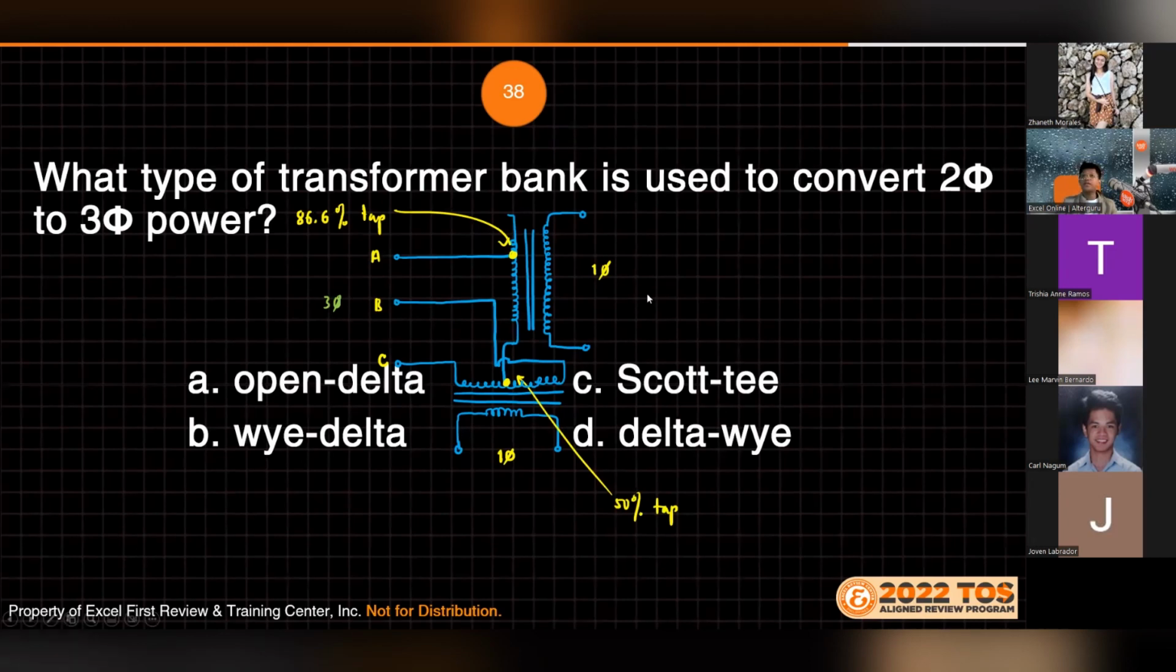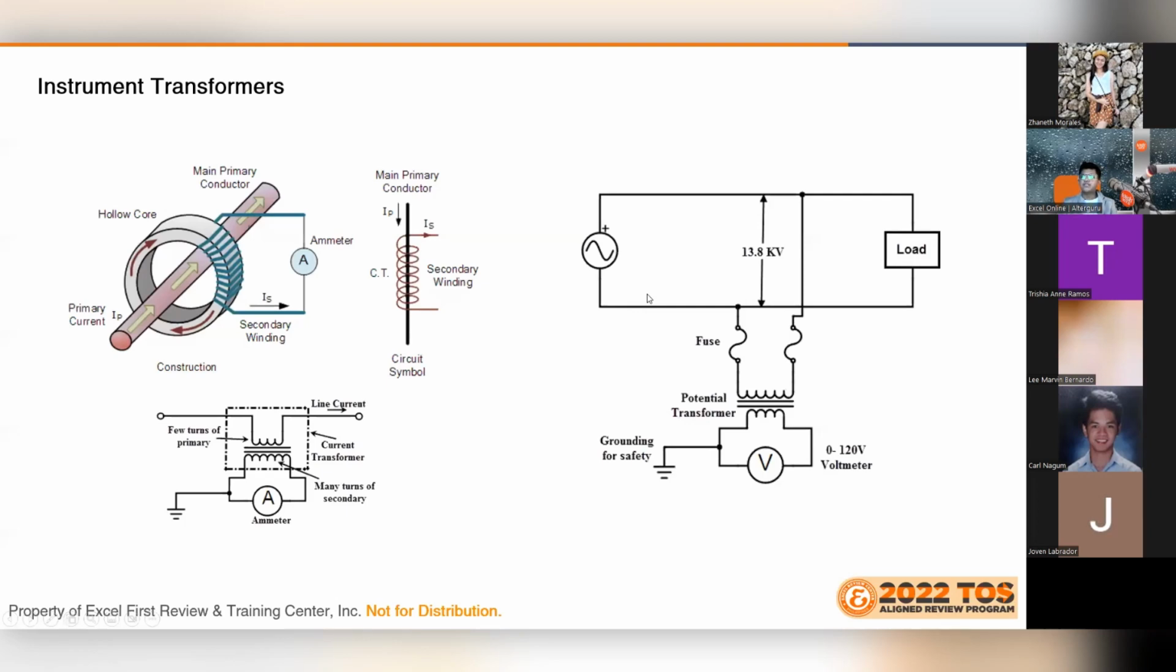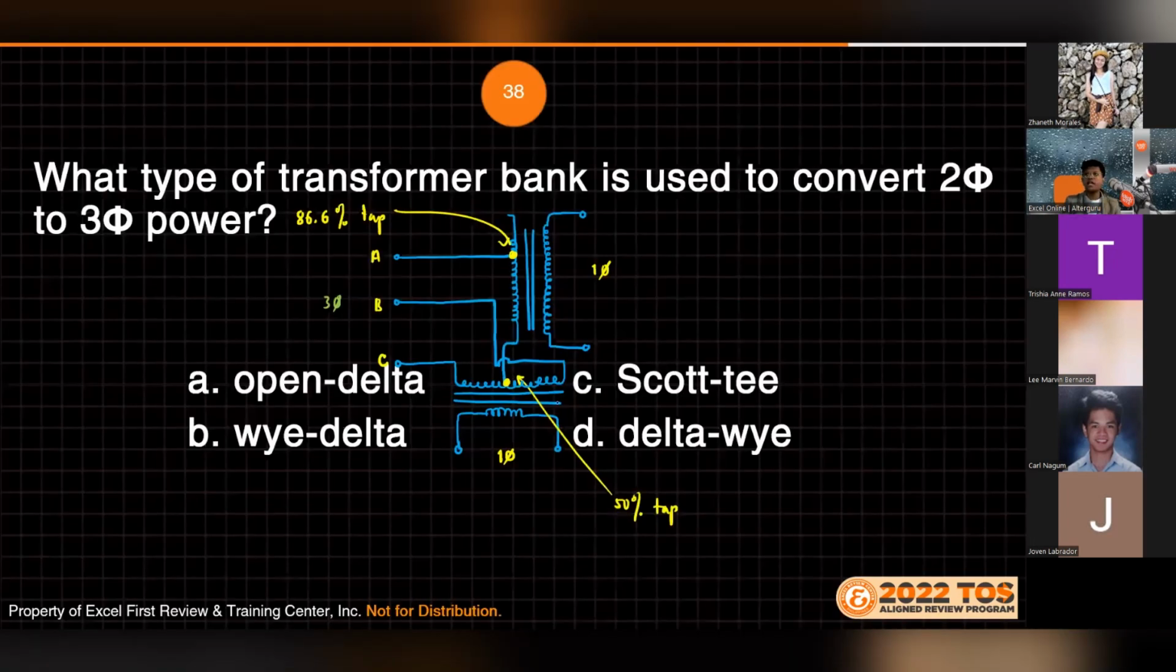Next to it is this, the instrument transformer. This one, itong nasa left side, is what we call the current transformer. This is the current transformer. The correct answer is C, the Scott connection. Okay?